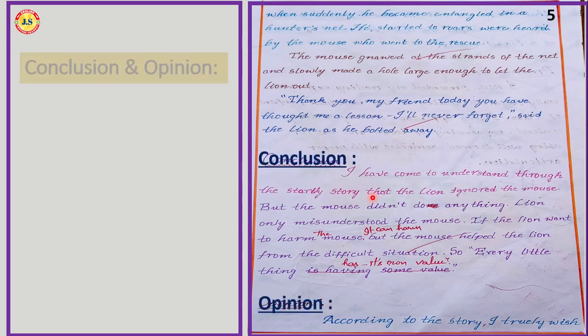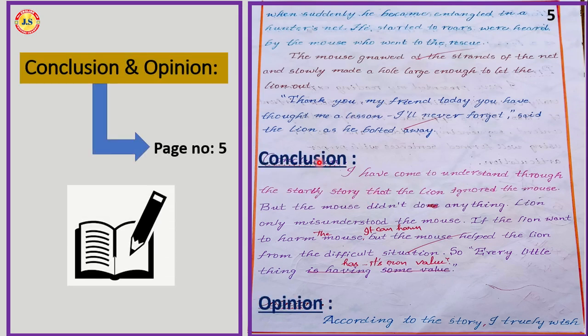Here is the continuation of the analysis. Then eventually you can conclude your analysis. Here I have come to understand through the story that... So here you can write your conclusion. I would like to conclude that... Whatever you want to conclude, you can conclude here. After the analysis is completed, you are supposed to write the conclusion. Then after writing the conclusion, you can go for opinion.